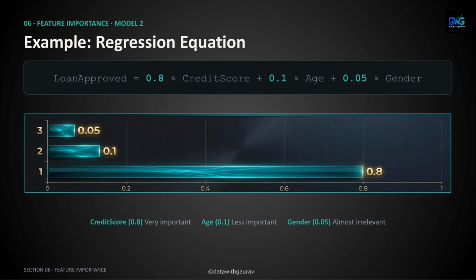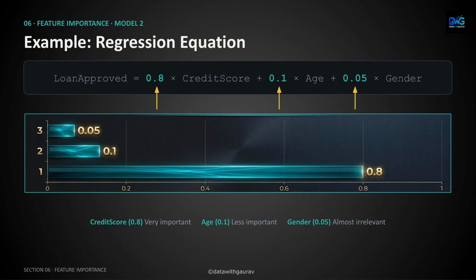Take a look at this example. Our model predicts whether a loan should be approved using three features: credit score, age, and gender. Notice the coefficients here. Credit score has a coefficient of 0.8, age has a coefficient of 0.1, and gender has a coefficient of 0.05.